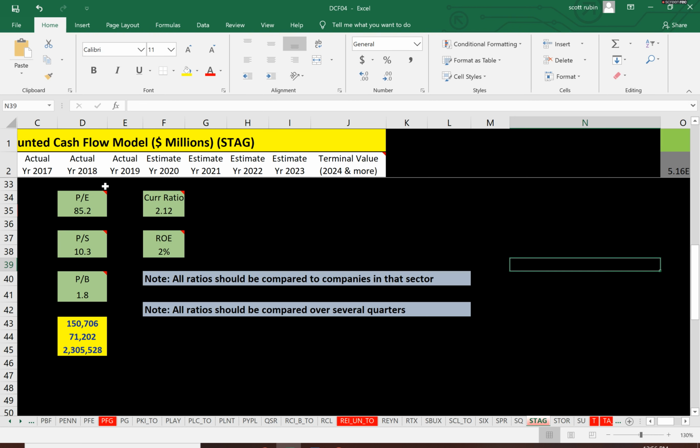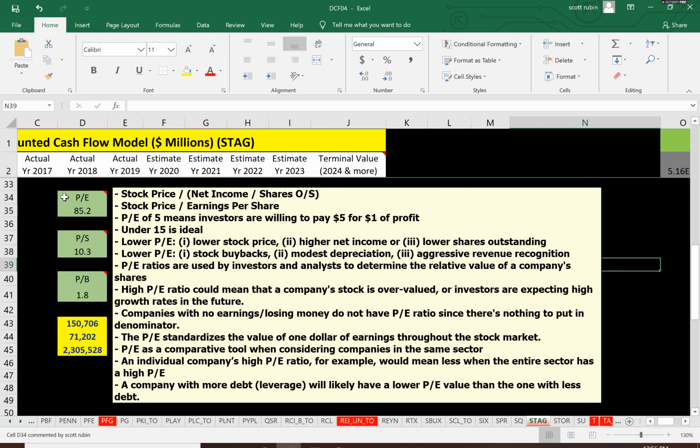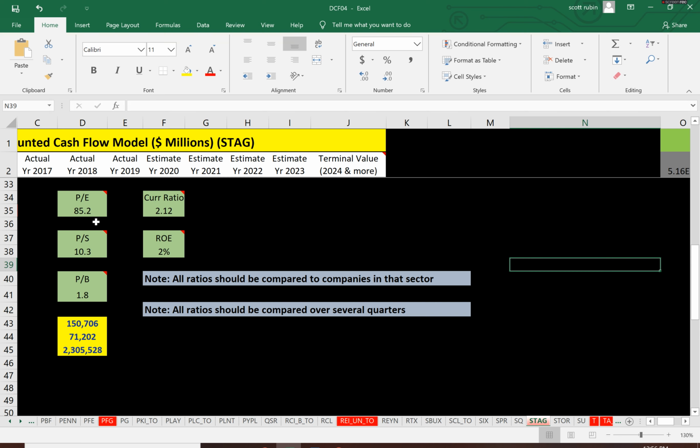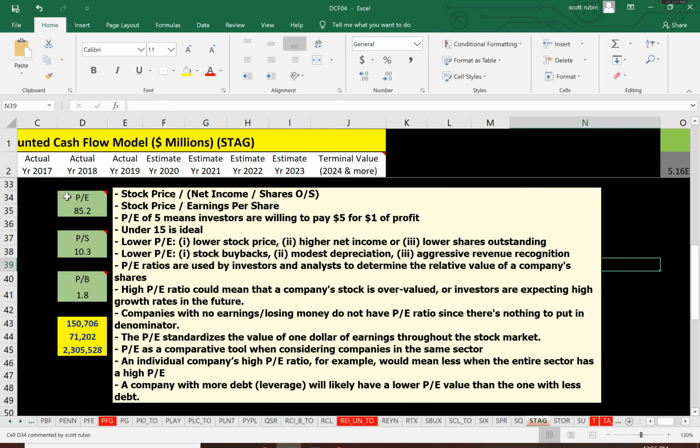Of course, you can't just look at one number. If somebody has a high PE but they have really good other numbers, you have to kind of put it all together. But the PE is just the stock price over the earnings per share. And earnings per share is the net income over shares outstanding.